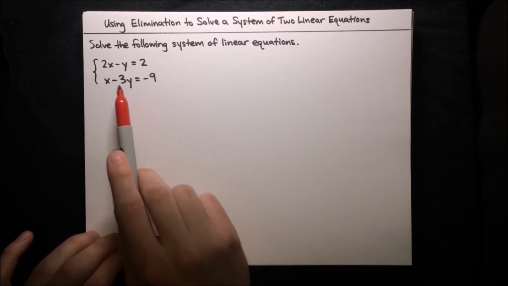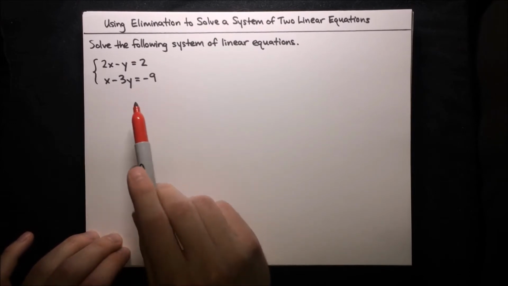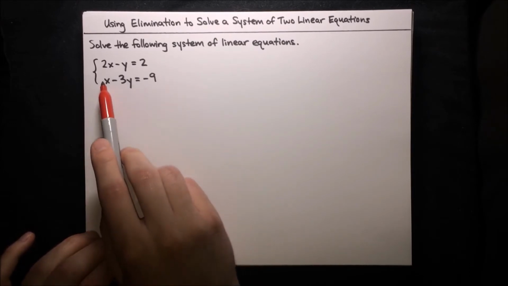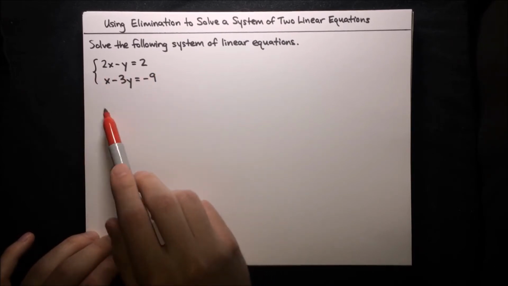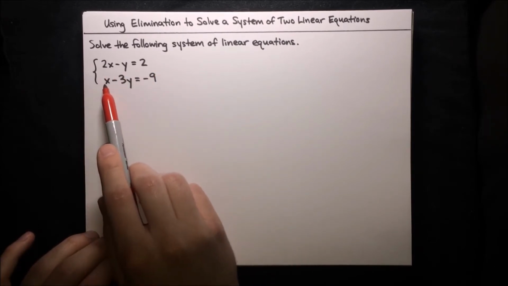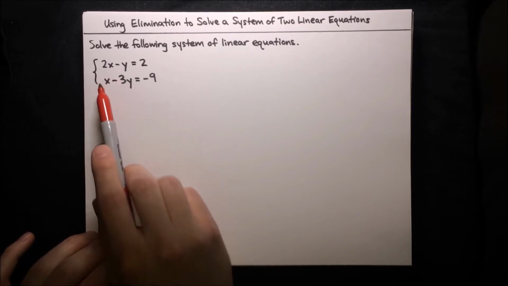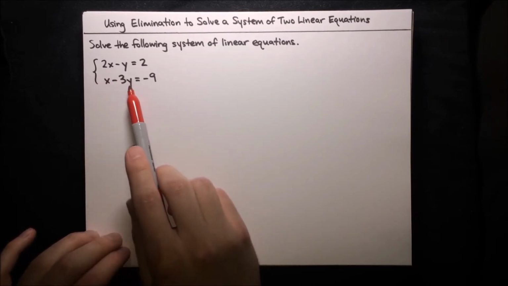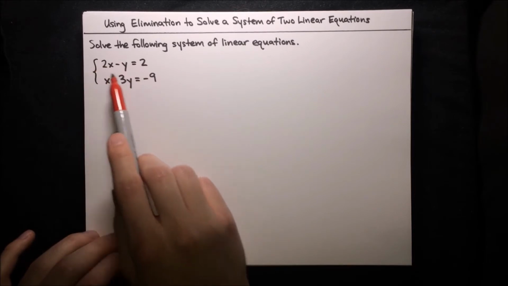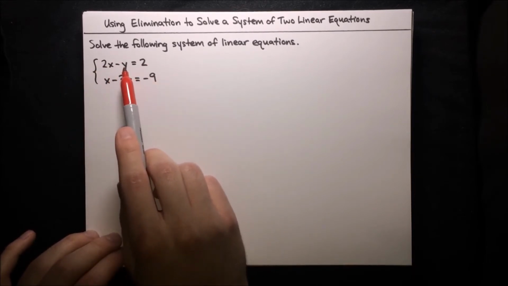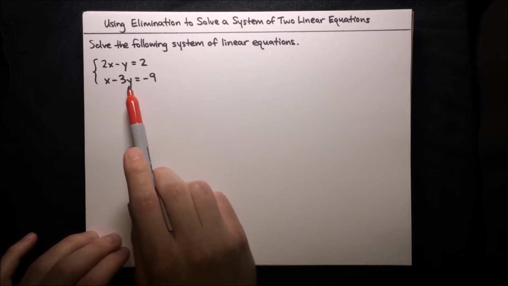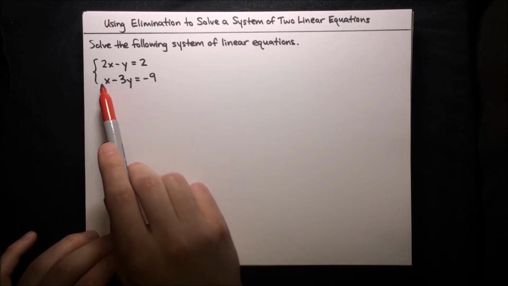So how will we make some variables cancel when we add? Well, one option is to look at the x's. We could multiply this bottom equation by negative 2, so that way there would be a negative 2 on the x, and that would cancel with the 2x when we add. Or we could do something with the y. We could multiply the top equation, say, by negative 3 to get this negative y to become a 3y, and then that would cancel with the negative 3y. But why don't we do the first thing just for the sake of this example?